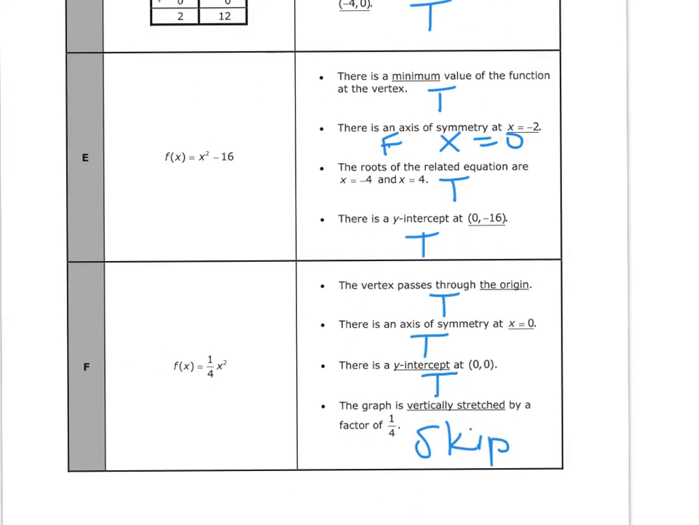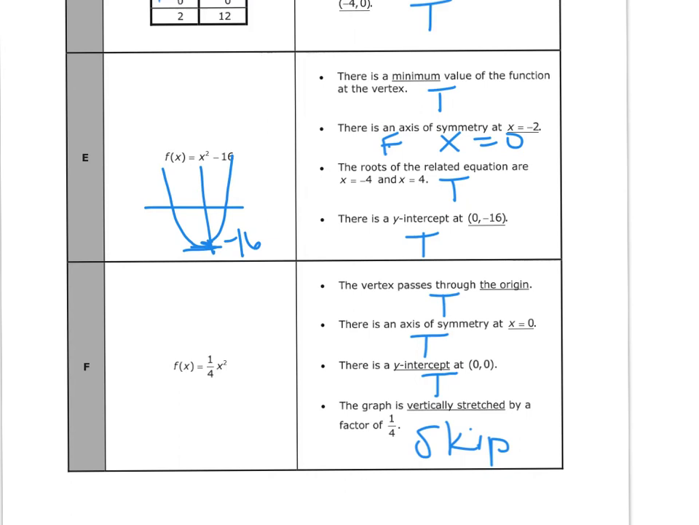Part E, again, hopefully you put this in the calculator so you can see all the points. If you were to look at the graph, it's basically going to look like this. Down here is -16. Okay, terrible picture, I know. There's a minimum value of the function at the vertex. That is true, because that is a minimum. There's an axis of symmetry at x equals -2. That is false. It's going to be x equals 0.